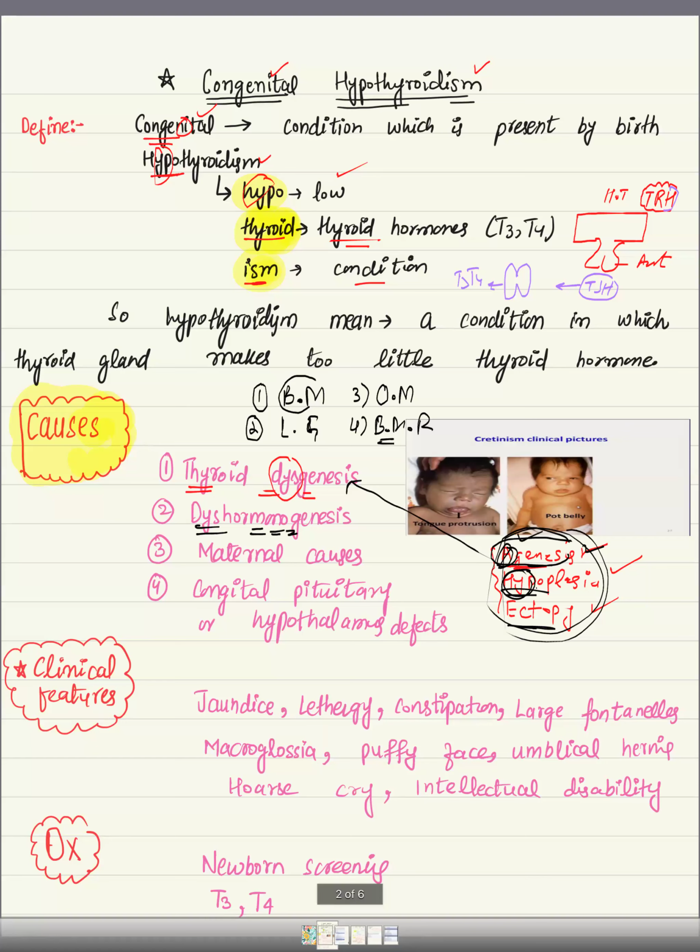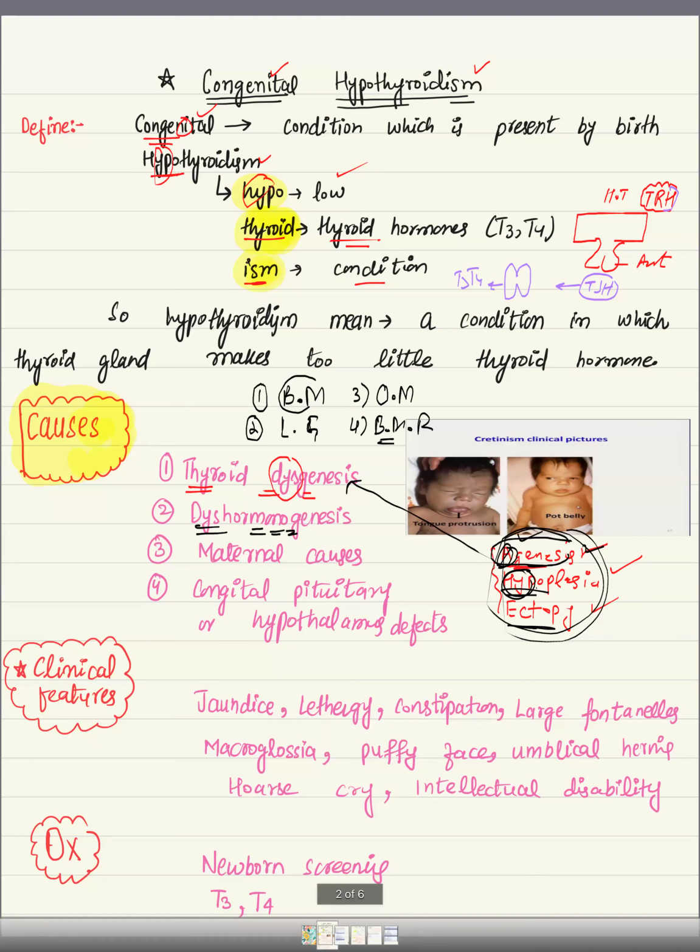Also you have to remember, whenever the baby is suffering from hypothyroidism, T3 T4 is required for brain maturation. If T3 T4 is low, definitely your brain is not going to develop. Automatically that person is lethargic, or you can say lazy.